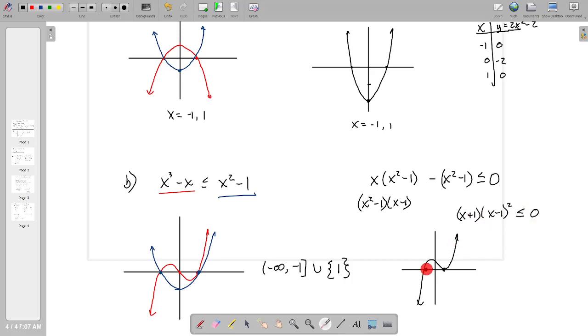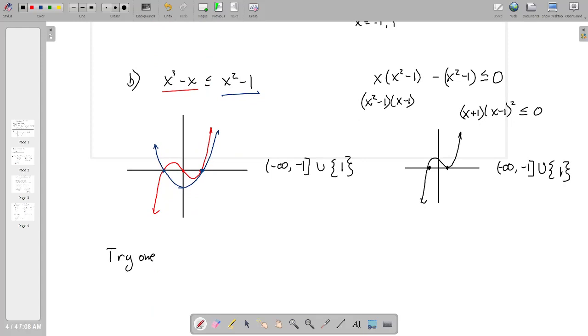Well, it touches 0 at -1 and it touches 0 at +1. It's below the x-axis to the left of -1. So we start at negative infinity, we go all the way up to -1, and we include -1 because we have less than or equal to, and this graph is equal to 0 when it touches the x-axis at x equals -1. So -1 is included in our solution set. And then it touches the x-axis again at x equals 1, but is never actually less than 0 on any interval. So we union just the point 1.